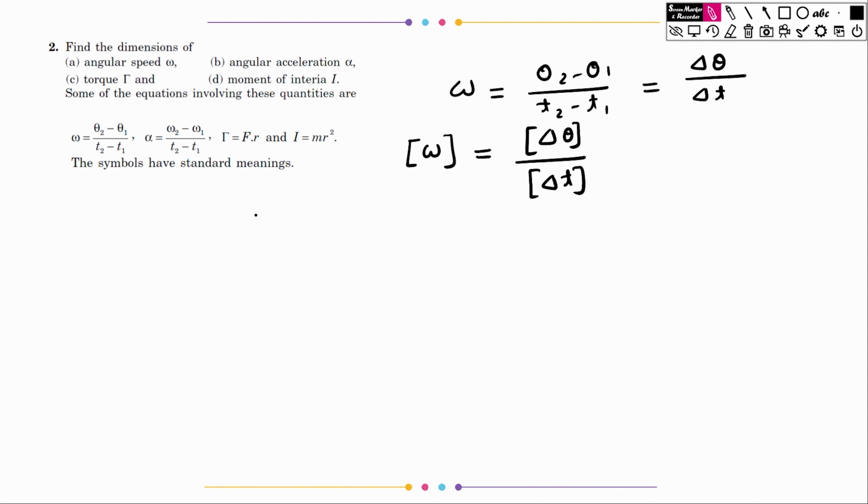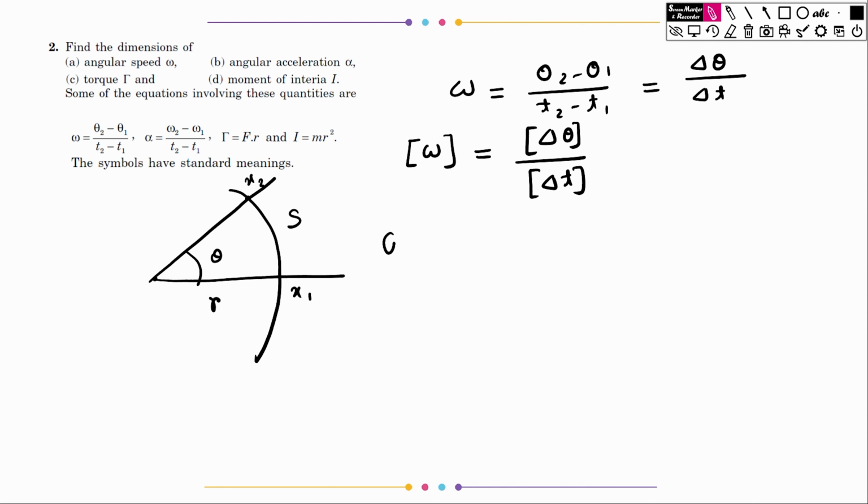For that, we'll draw a part of a circle, and this is the center of the circle, and we'll make two lines which will intersect at x1 and another at x2. Now this is an arc. Suppose the arc length is s and it is making an angle of theta, and r is the radius of the circle. Therefore, we can write theta, that angle, will be s divided by r.